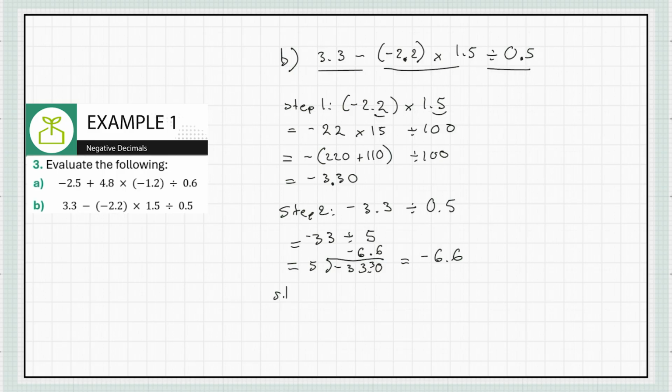And finally, we have step 3, which is going to be 3.3 minus 6.6. And these two negatives turn into a positive, and it becomes 3.3 plus 6.6, and that just equals 9.9.